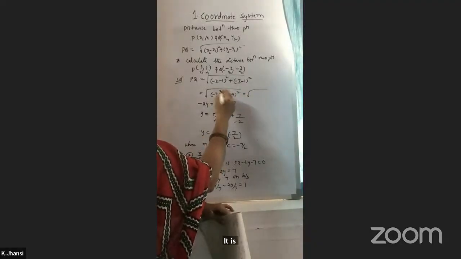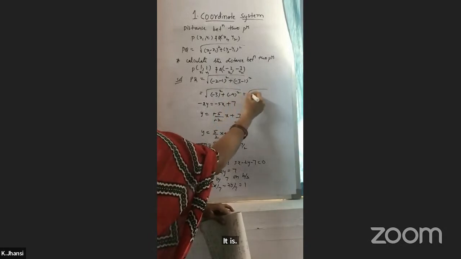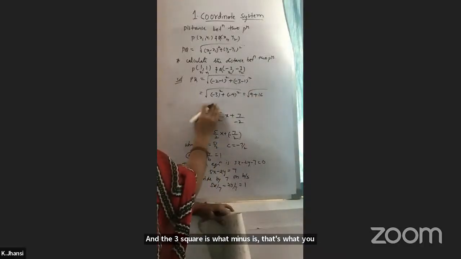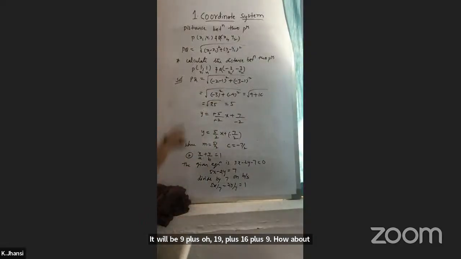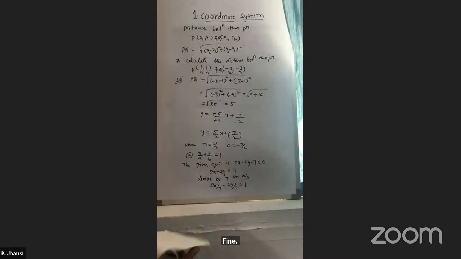And 3 square is what? Minus is gone, so it will be 9, plus 4 square, that is 16. So 16 plus 9, how much? 25, root over. Root 25 means it is 5. So the distance PQ is equal to 5. Okay, so this is a simple problem. On this also, if we have any example problems, you see them.